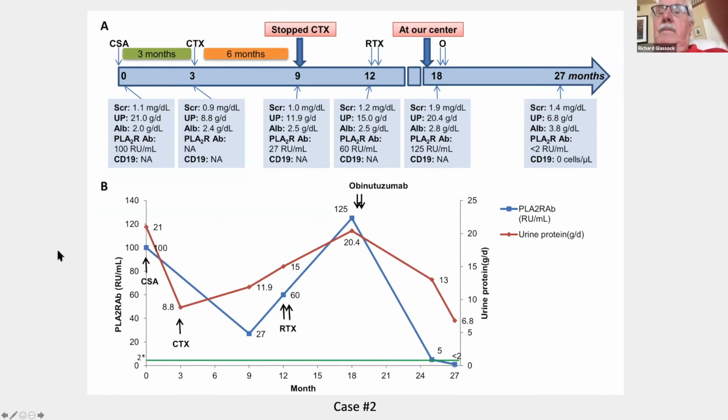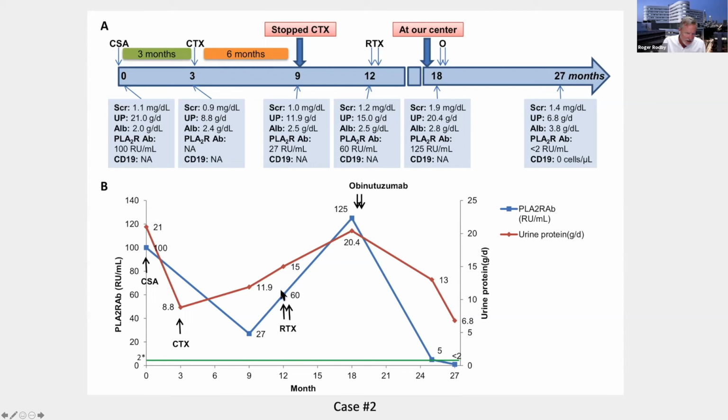Here's case number two they described. Again, here you can see this patient got cyclosporine, then got cyclophosphamide, and the PLA2 antibody is coming down pretty nicely, a 75% reduction by 9 months. Proteinuria goes down, kind of comes up. Who knows what would have happened?